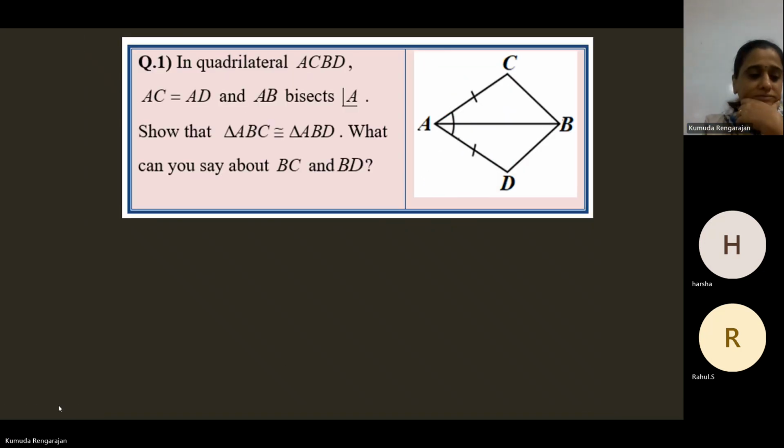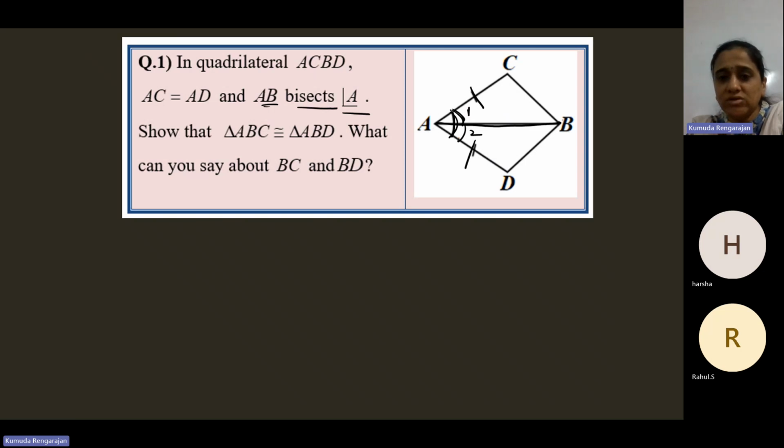Now that you've got the basics, the entire thing is easy. See here, AC is equal to AD. It's marked here. AB bisects angle A. Bisect means dividing something into two equal parts. That means angle 1 is equal to angle 2, because this is the whole of angle A, and it's bisected.